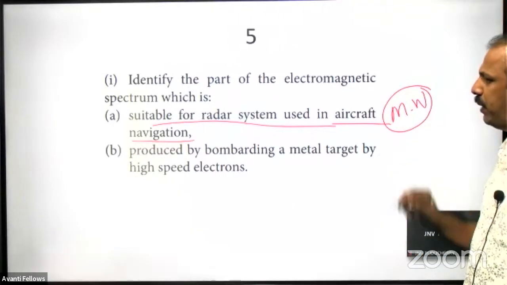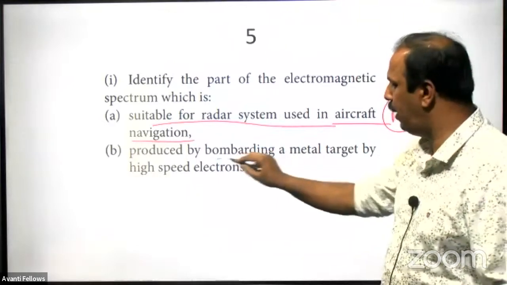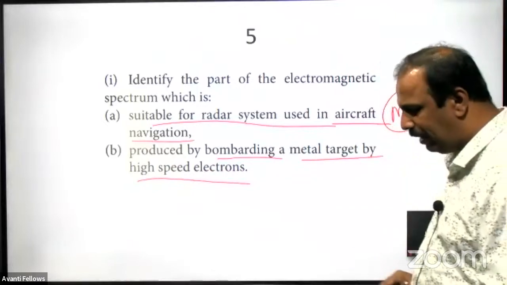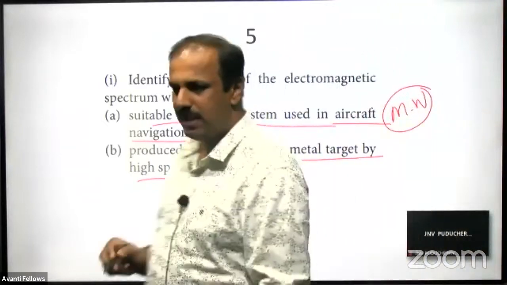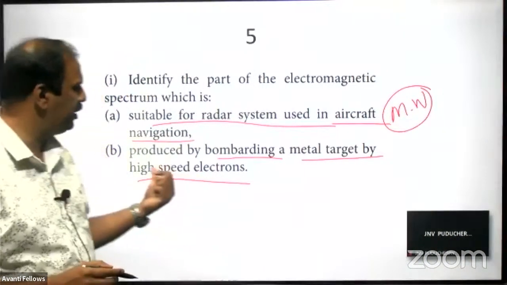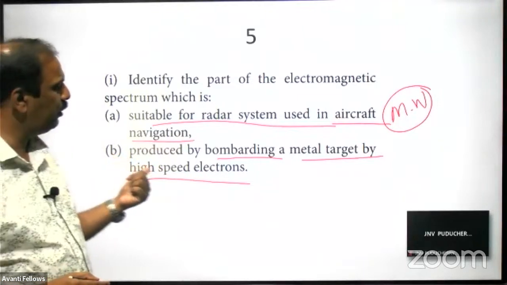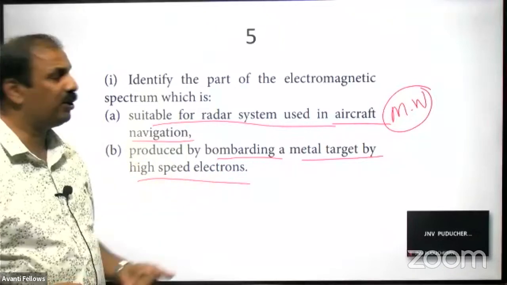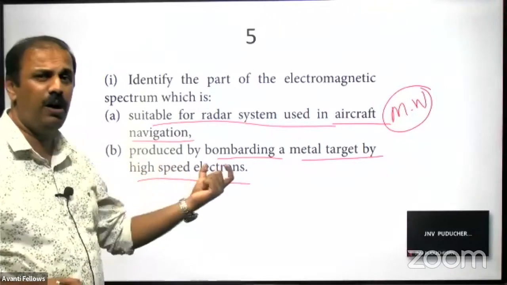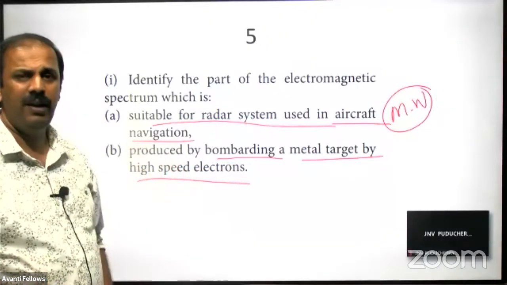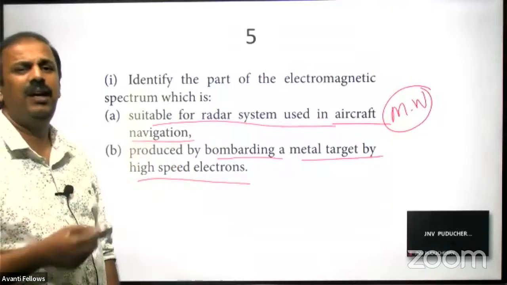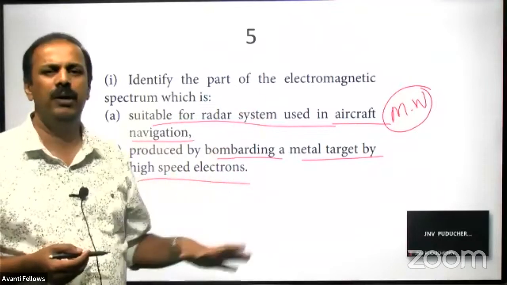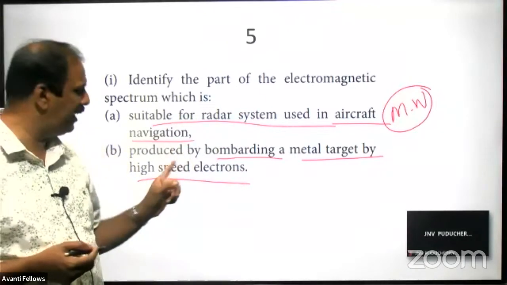Now the next part: produced by bombarding a metal target by high speed electrons. This technical wording we have not discussed. Which radiation is produced by bombarding a metal target by high speed electrons? This is actually the mechanism of producing X-rays. We just discussed how X-rays are produced, by the X-ray tube. So inside the X-ray tube, what is happening? That is this one.